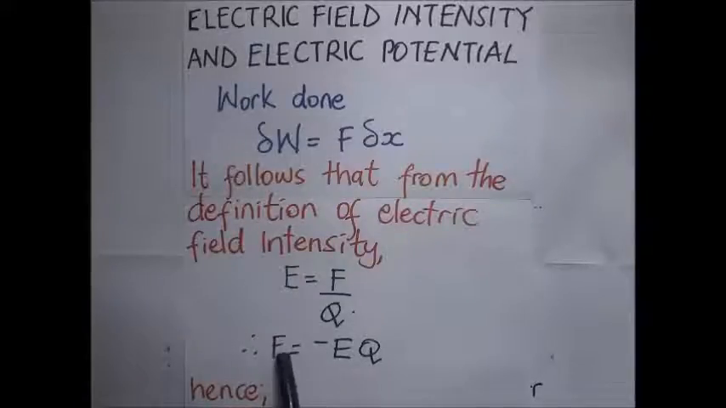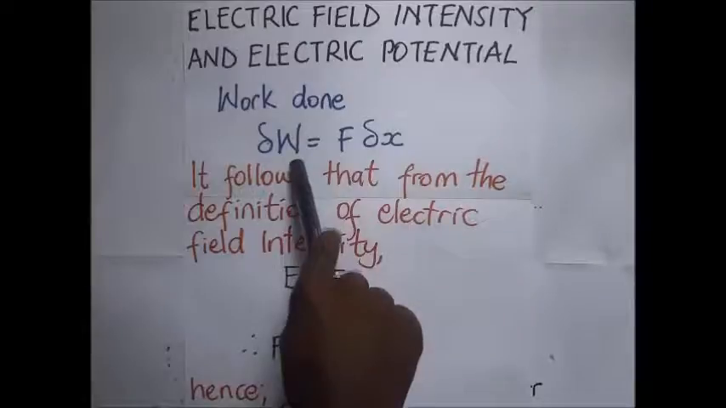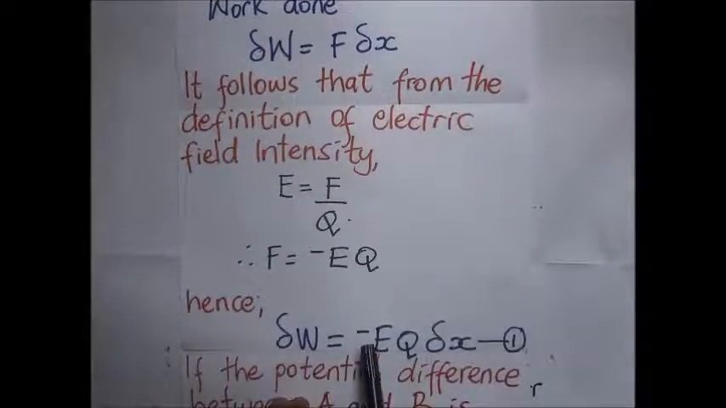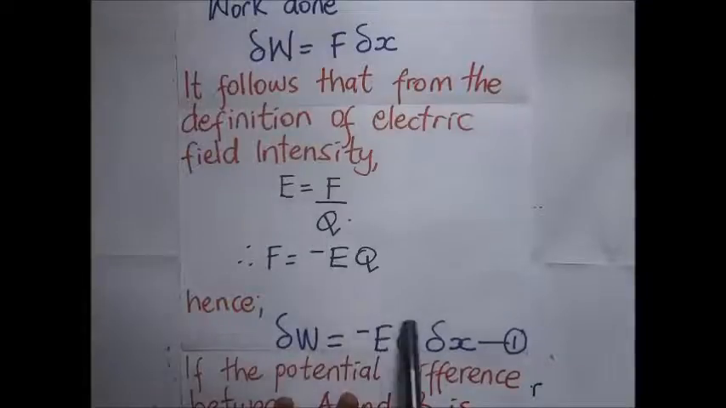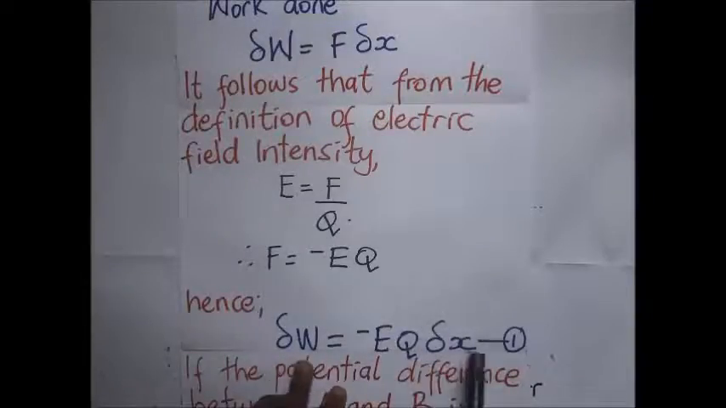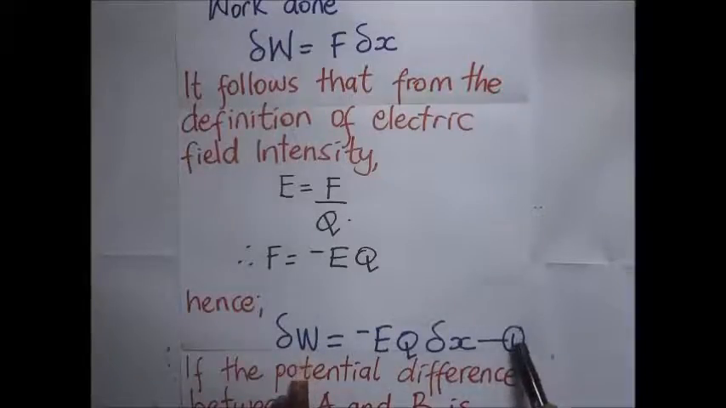So it means that we substitute this value of F in that point. And so our new value of work is going to be E times Q times the small change in distance, dx. And that will be our first relation, or our first equation.